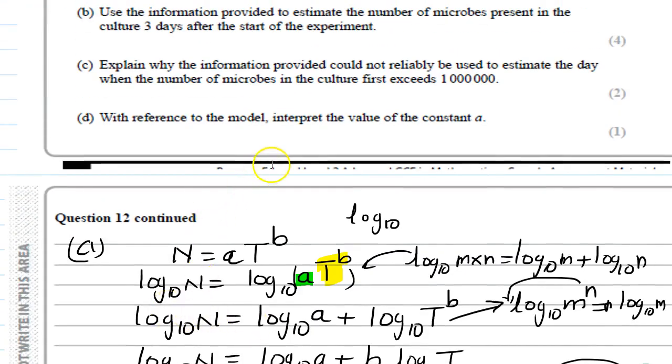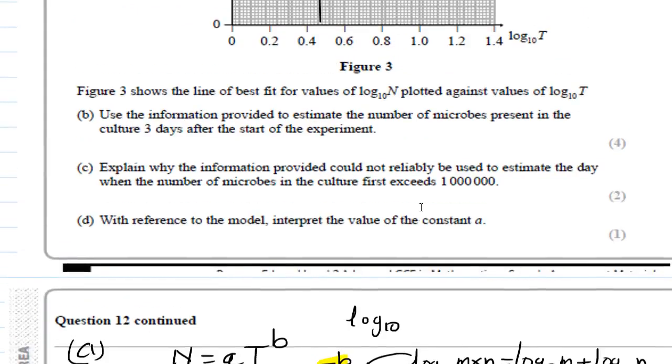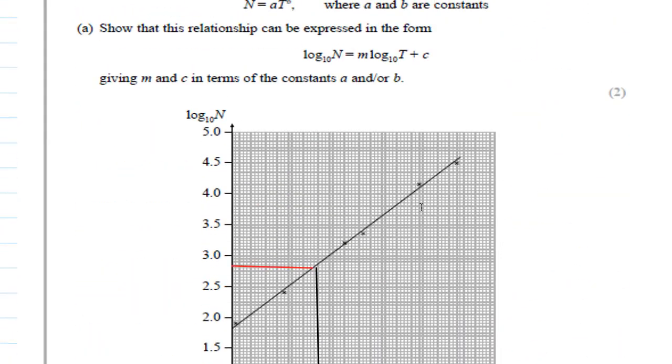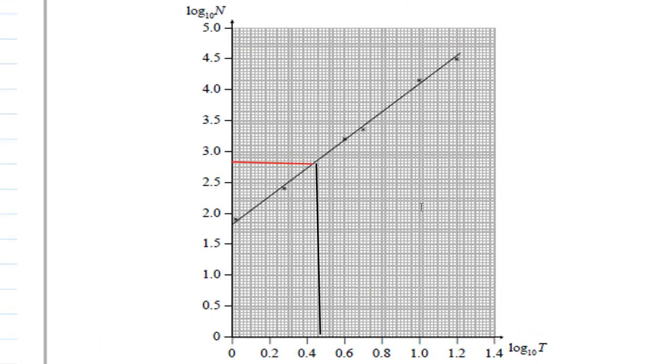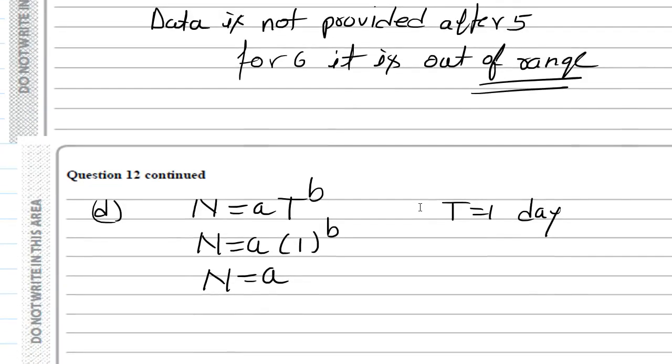So they are saying with reference to the model, interpret the value of the constant a. So that constant a will be equal to capital N, and N is the number of microbes there. And T is the time. So a will be equal to the number of microbes N.